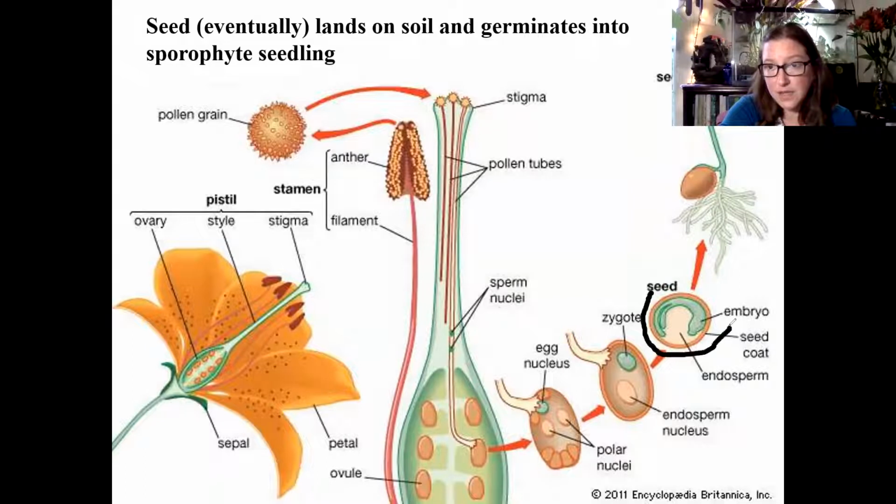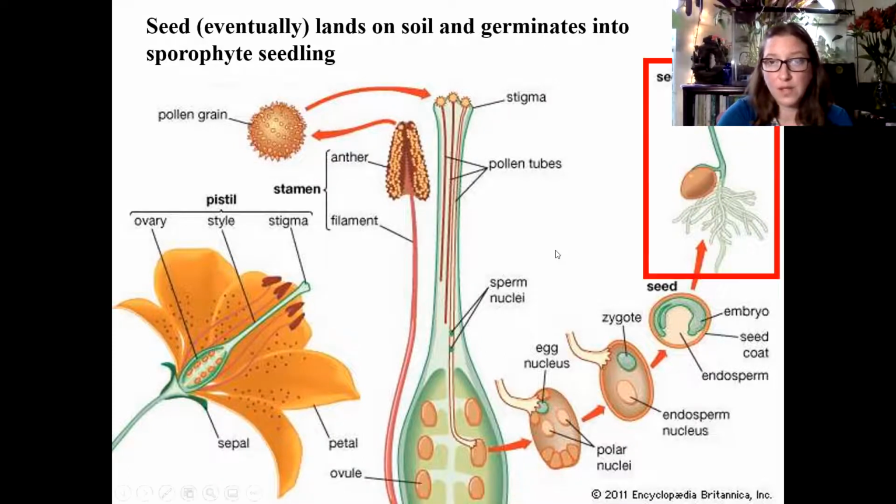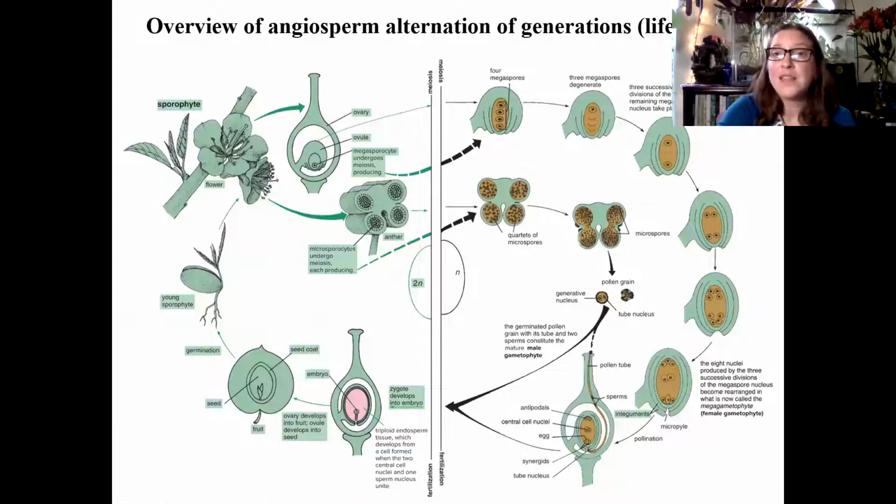Here's your seed. Inside of the seed, which we already learned, you have your embryo, right? That's your young sporophyte plant. Eventually, the seed will germinate and the young sporophyte plant will grow roots and a shoot to become the new mature sporophyte plant. All right, this is an overview of what I just went over.